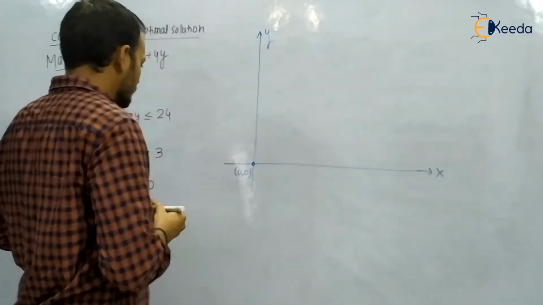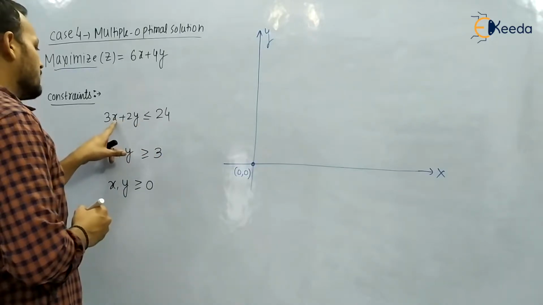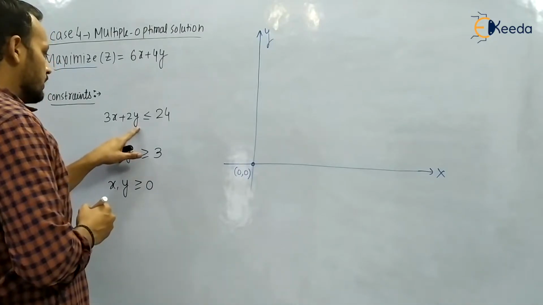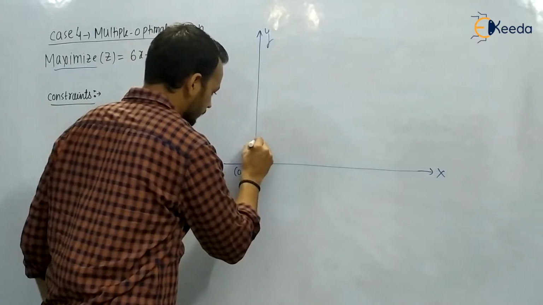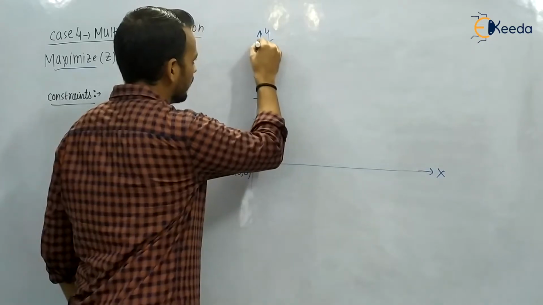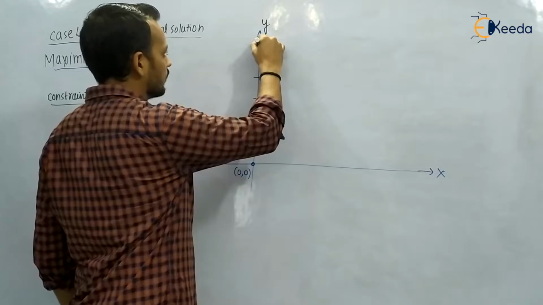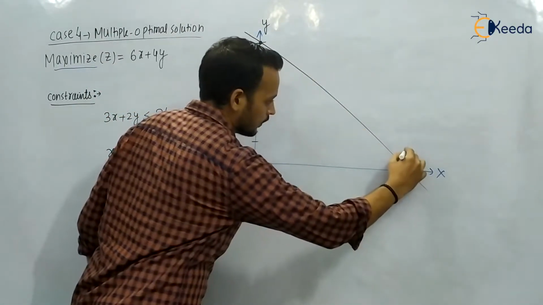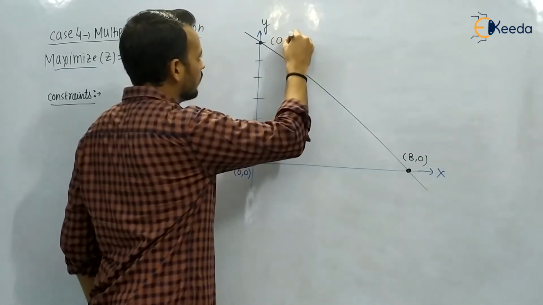The first constraint is 3x plus 2y less than or equal to 24. When x is 0, then y is going to be 12, and when y is 0, then x is going to be 8. Marking 2, 4, 6, 8, 10 and 12, our first graph is like this, and this is 8 comma 0 and this is 0 comma 12.